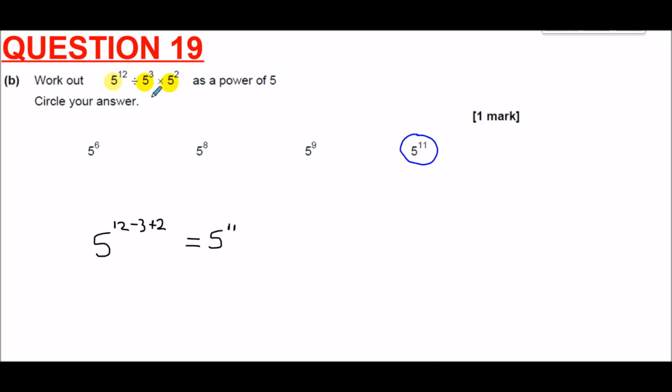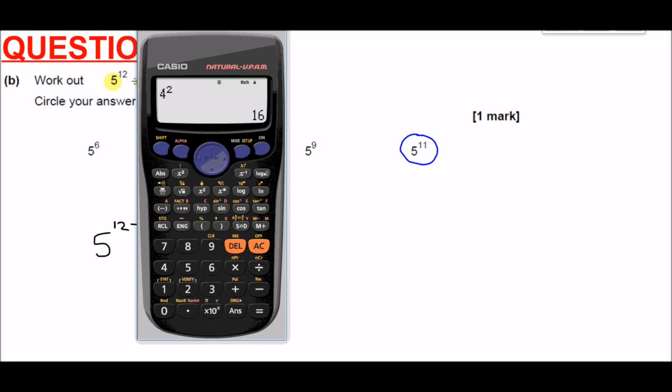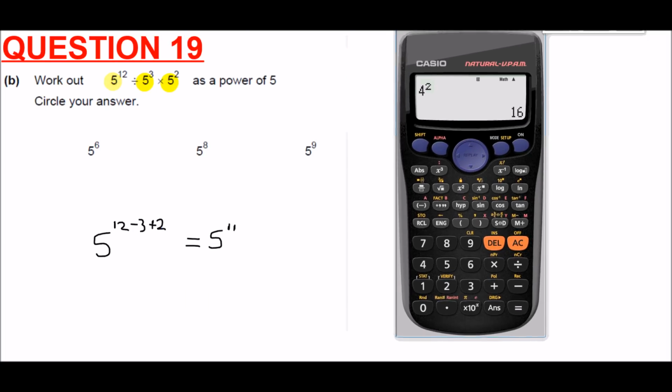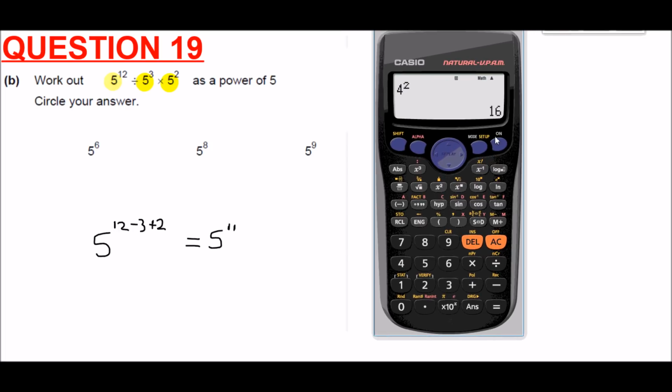If you forget that rule of powers about taking them away when you're dividing and adding the little numbers when you're multiplying, you could, for this one, do it the long way on the calculator. So if we use the calculator here, we can just type these values in. So 5 to the power 12 divided by 5 to the power 3 multiplied by 5 to the power 2. So that's the answer on the calculator.